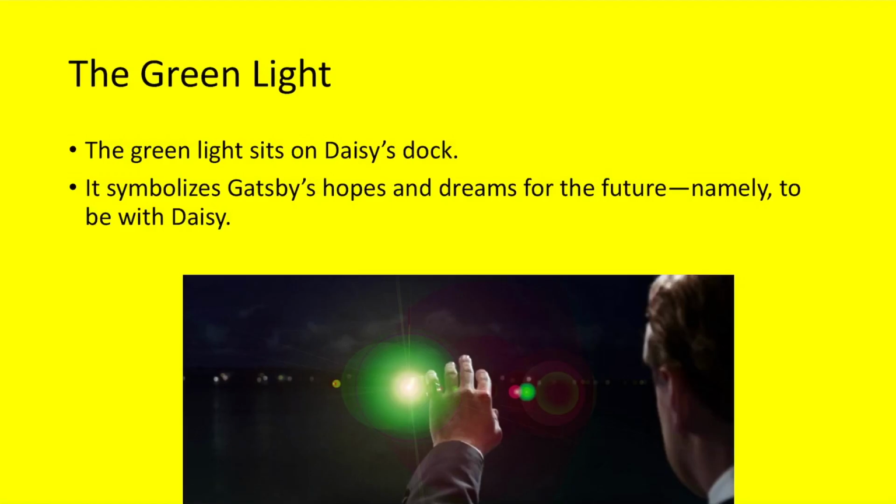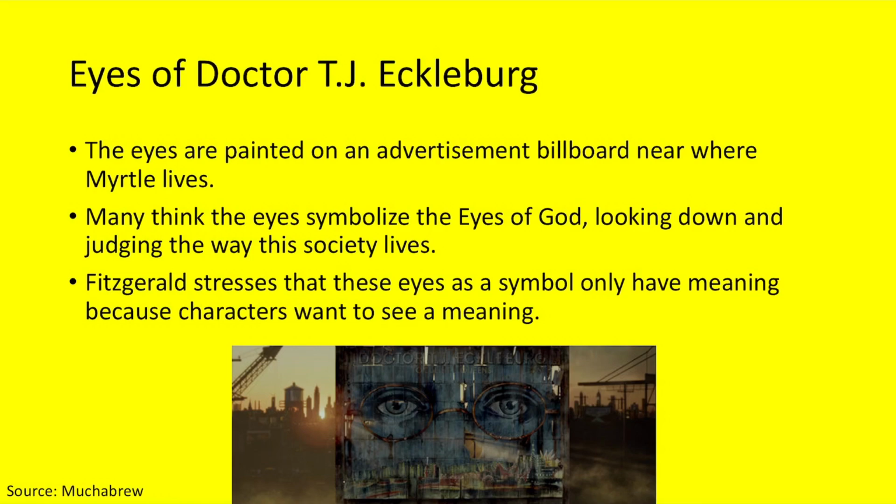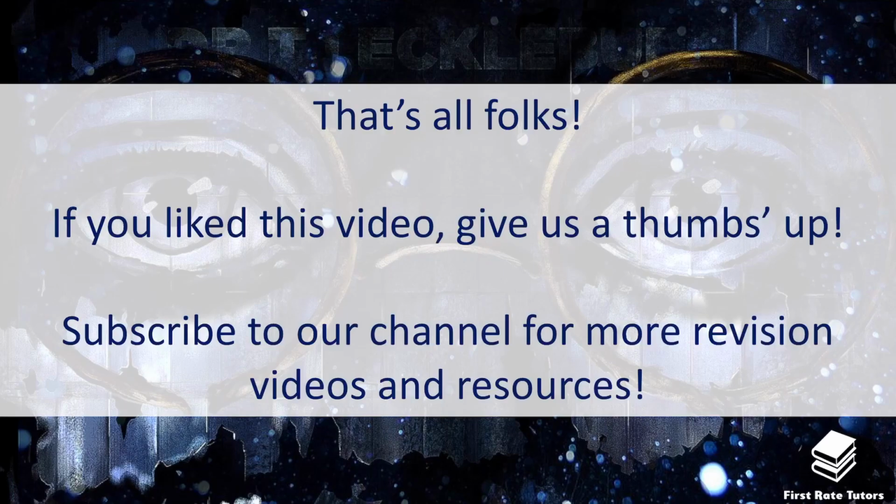In terms of analysis, the first thing is the green light. And this is important as a symbol because it symbolizes Gatsby's hopes and dreams for the future, which is to be with Daisy. The eyes of Dr. T.J. Eckleburg are another important symbol. So they're painted on an advertisement billboard near where Myrtle lives. And many think that they symbolize the eyes of God looking down and judging the way this society lives with its opulence. Fitzgerald stresses that these eyes are a symbol and they only have meaning because characters want to see meaning in them. So that's it.